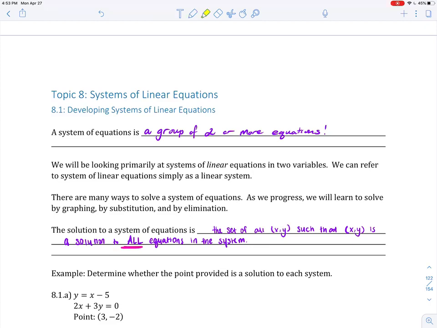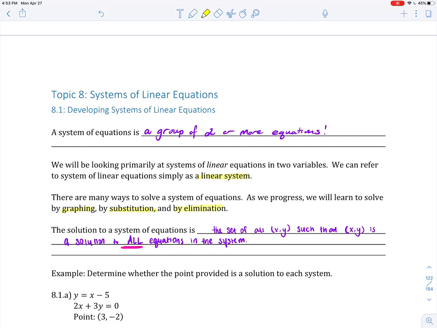Oh, look, a definition. It's a group of two or more equations. In this unit, we're going to be looking at linear equations in two variables, and we could call a system of linear equations just a linear system, to make things easier. In this unit, we're going to look at different ways to solve that linear system.